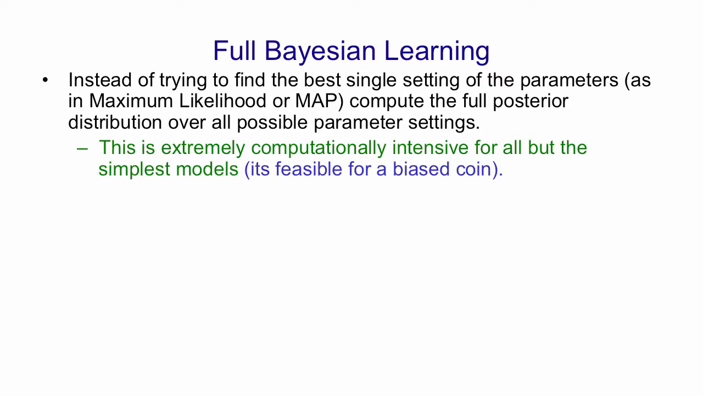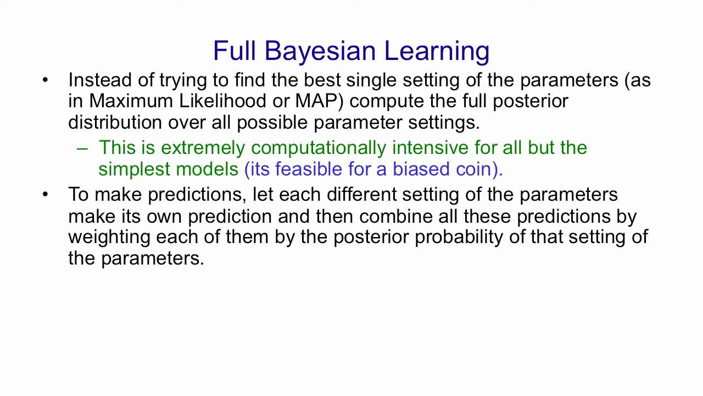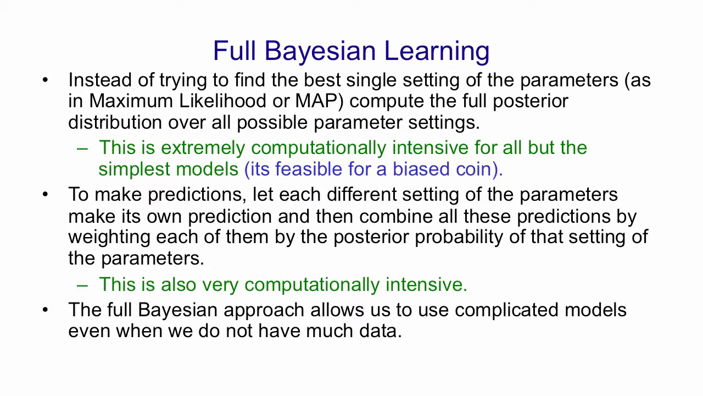So in the example earlier, we did it for a biased coin which just has one parameter, which is how biased it is. But in general for a neural net, it's impossible. After we've computed the posterior distribution across all possible settings of the parameters, we can then make predictions by letting each different setting of the parameters make its own prediction, and then averaging all those predictions together, weighting by their posterior probability. This is also very computationally intensive. The advantage of doing this is that if we use the full Bayesian approach, we can use complicated models even when we don't have much data.